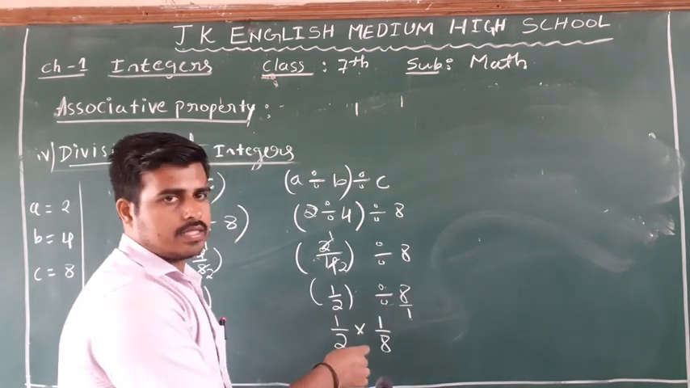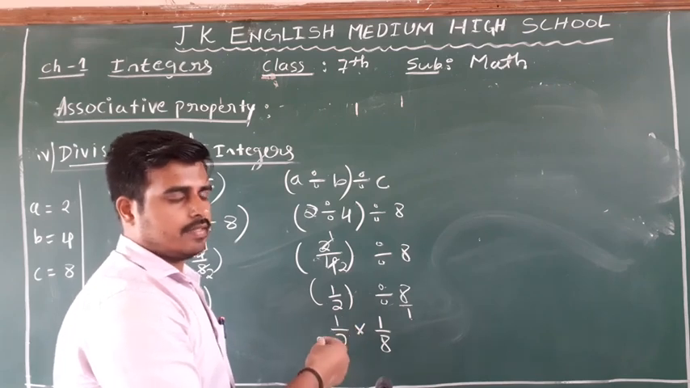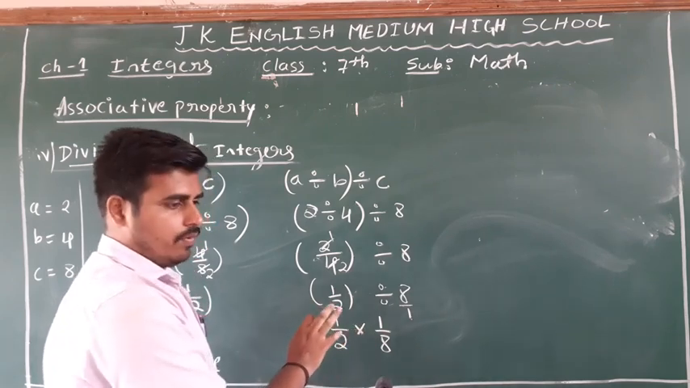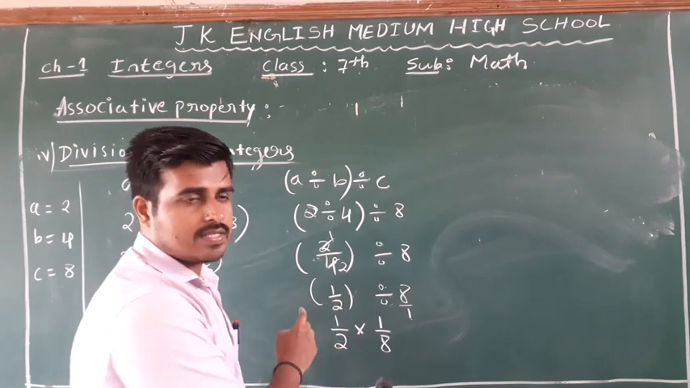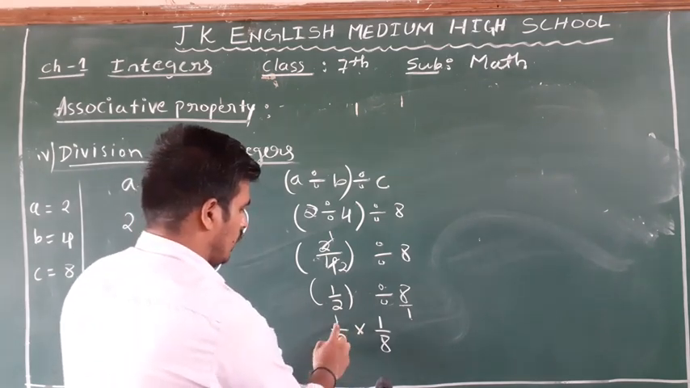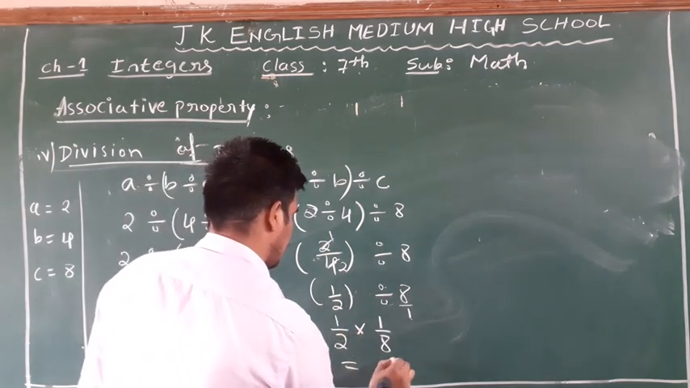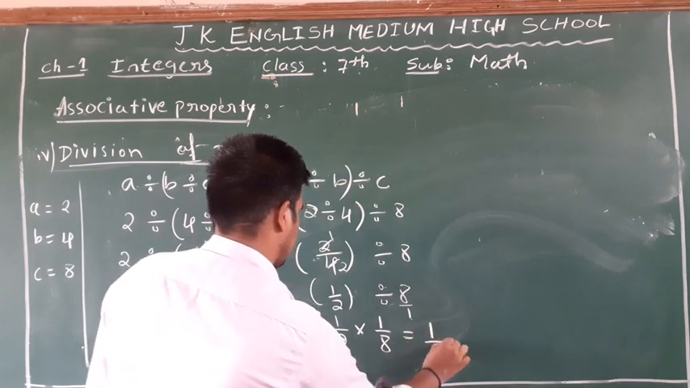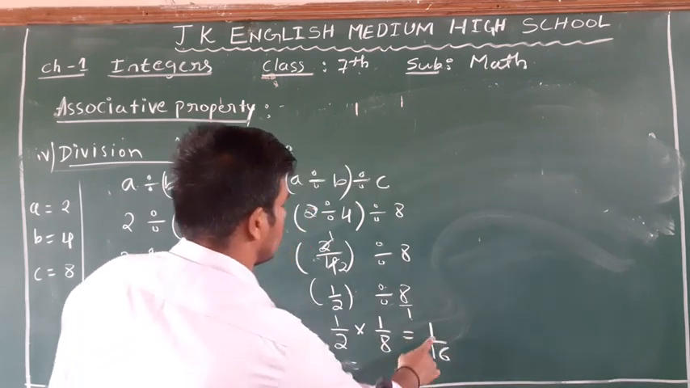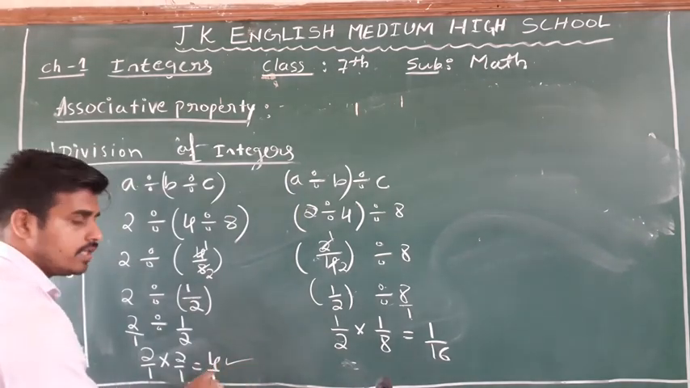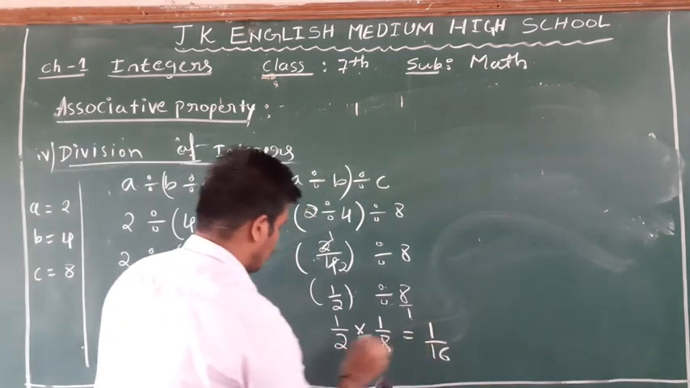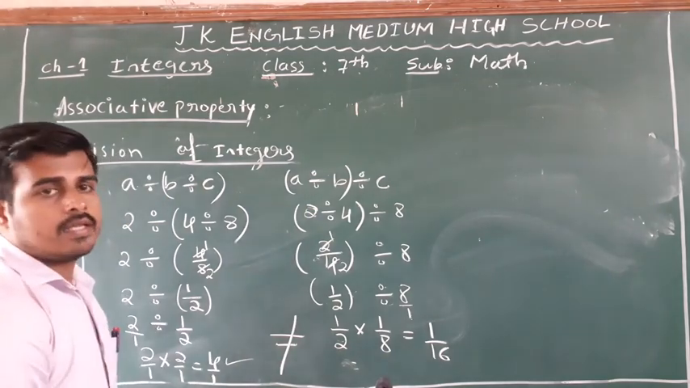This you will learn in 7th, in a separate lesson. But you trust my answer, my answer is correct. 1 by 2, then numerator into numerator, that is 1, 2 into 8, 16. So our answer is 1 by 16. Here our answer is 4 by 1, here the answer is 1 by 16. So both are not equal.